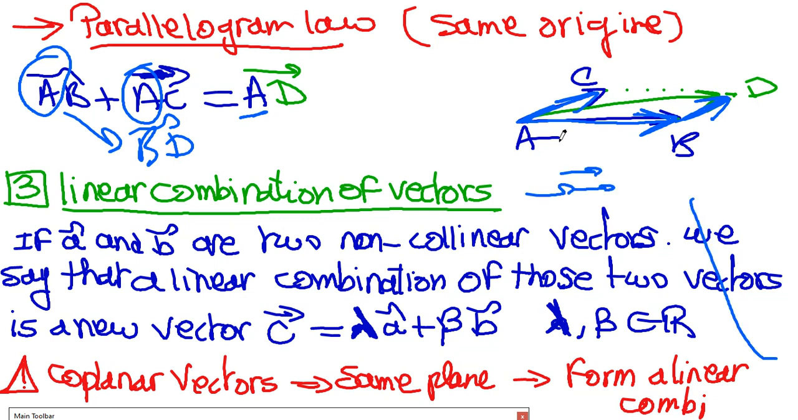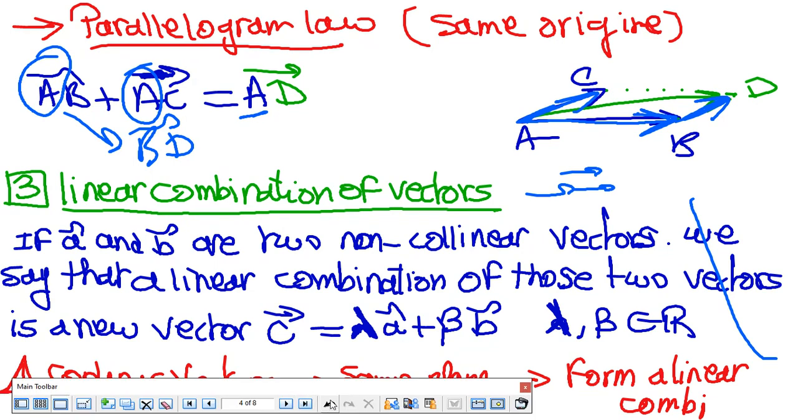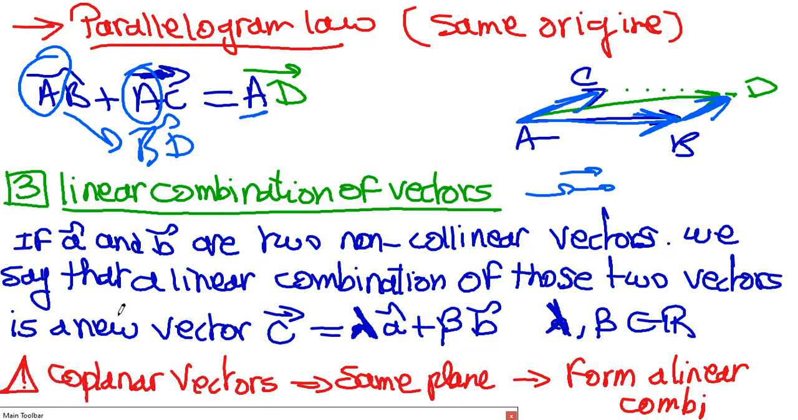We say that a linear combination of those two vectors is a new vector C. So if I can write a new vector C as alpha A plus beta B. For example, if I can write a vector C as 2A plus 3B, I can say that those vectors form a linear combination. And why do we use this one?